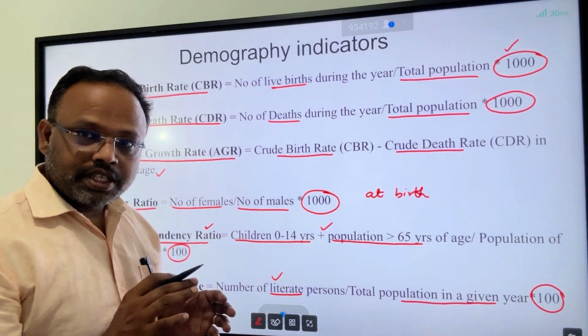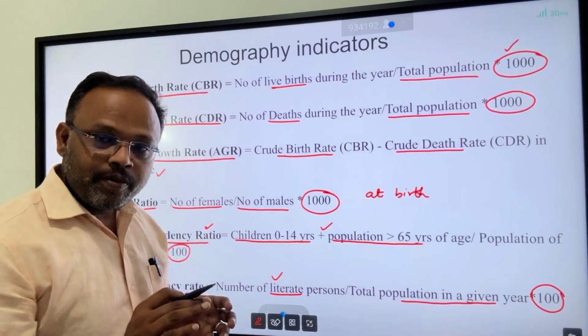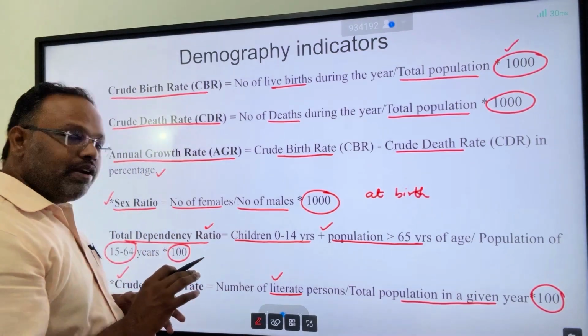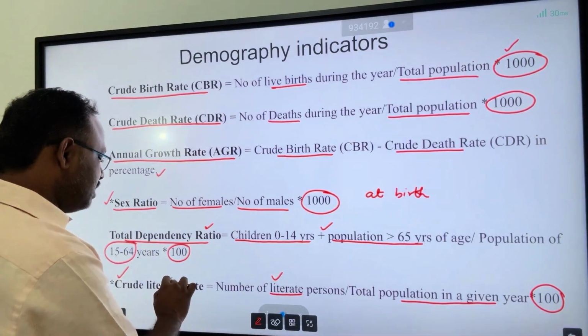We should not skip any of these words. That is, a person who can read and write in any language with proper understanding will be considered a literate person. So this is the crude literacy rate.